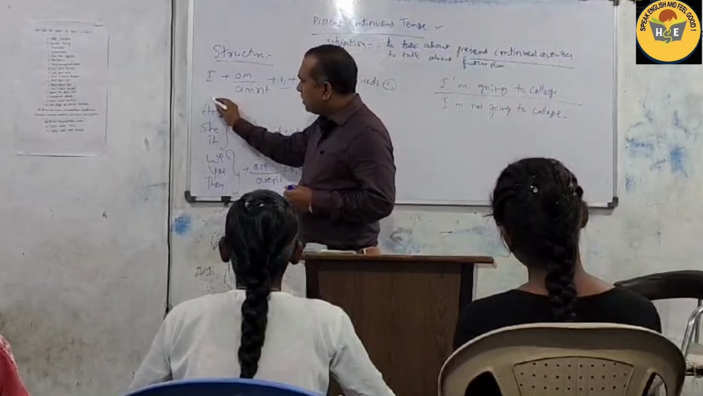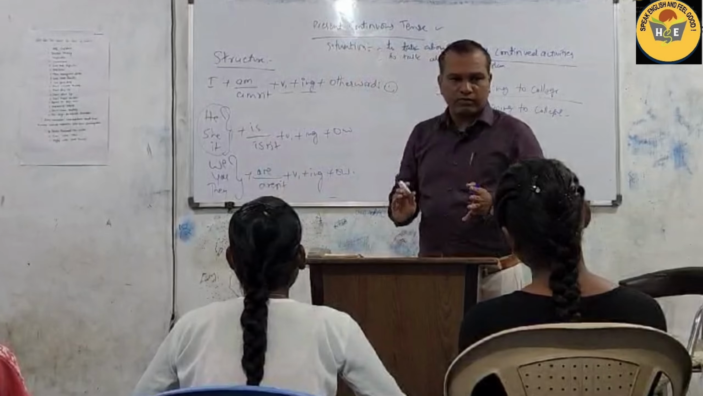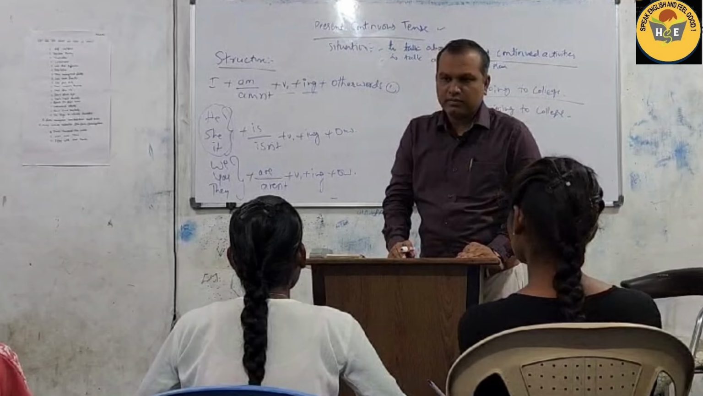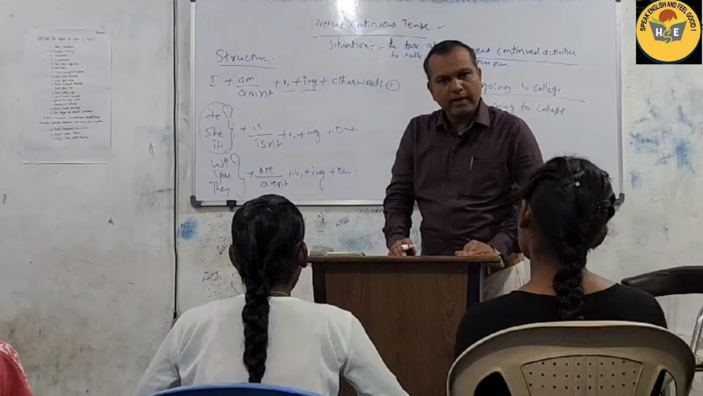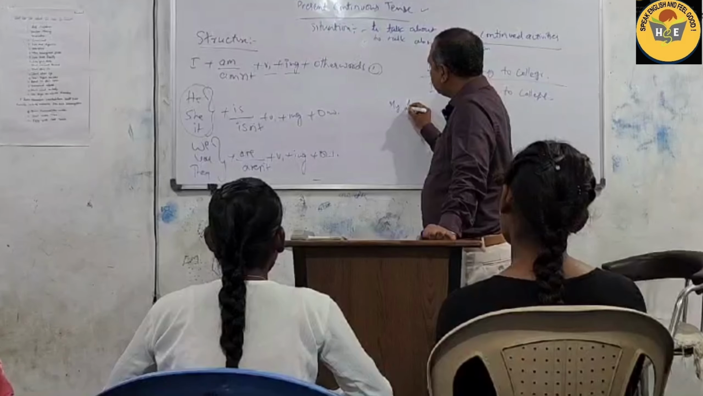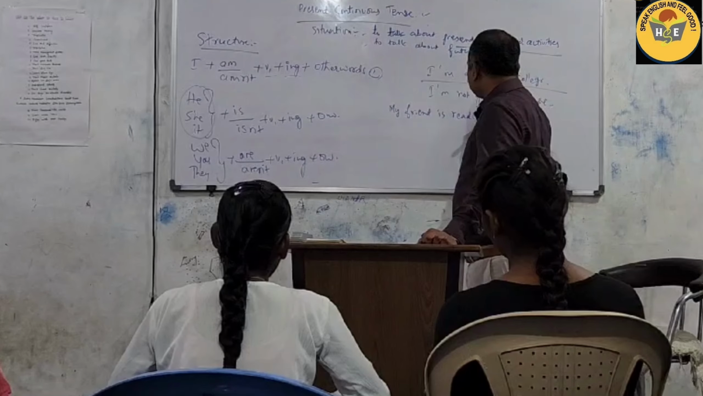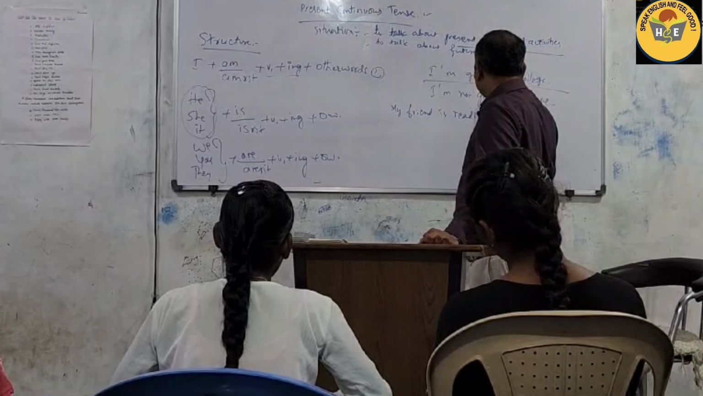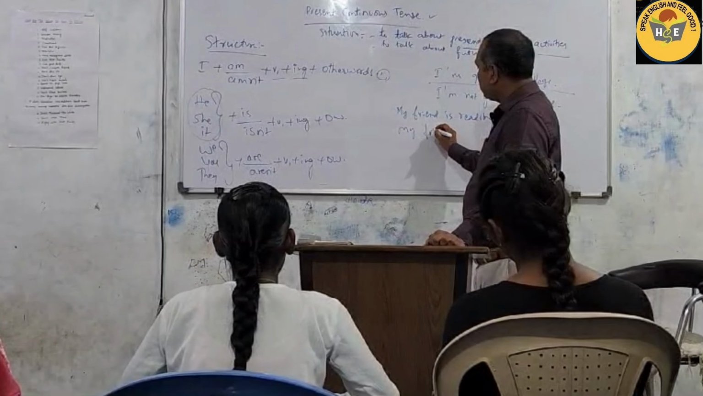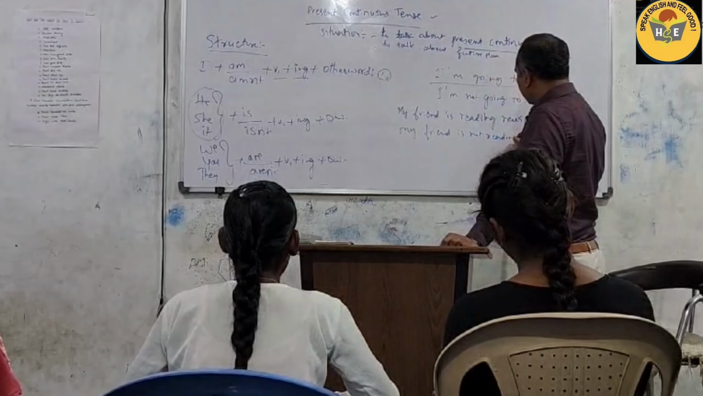The next structure is about third person. He, she, it. These are third person. He means your friend, brother, uncle, principal. So now I take friend. My friend is reading newspaper. Negative sentence: my friend is not reading newspaper.